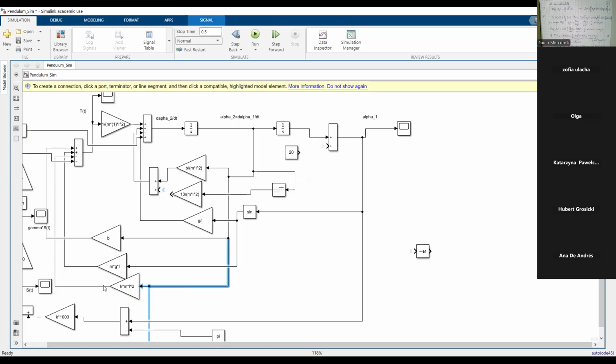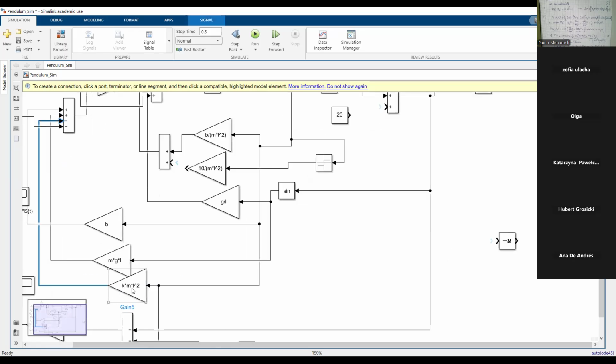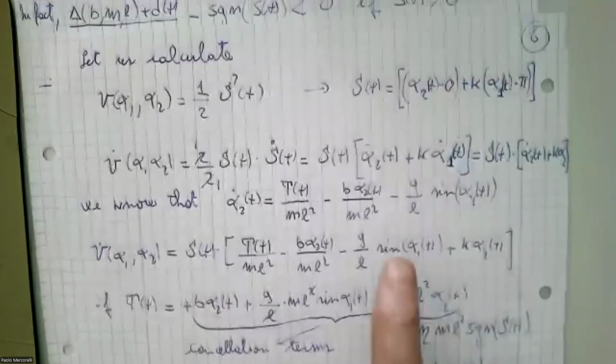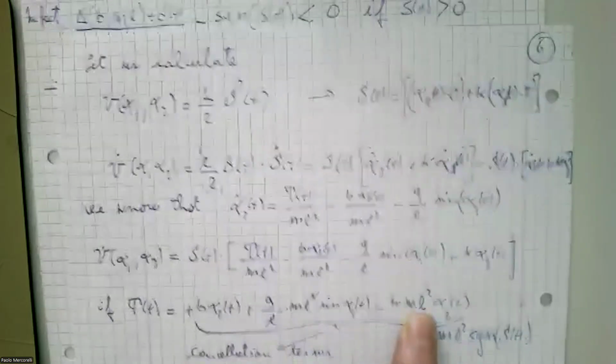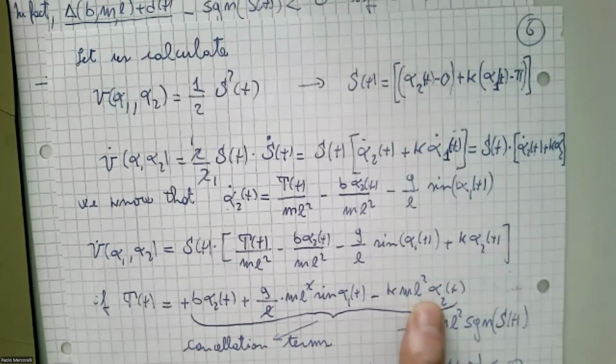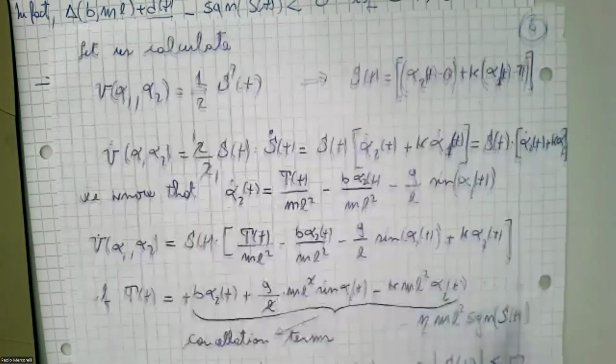No, alpha 2 is here. We can see a K multiply M L square multiply alpha 2, which is here, in accordance with the MATLAB rules. It's here. This element here. Try to do at home, you can recognize everything.